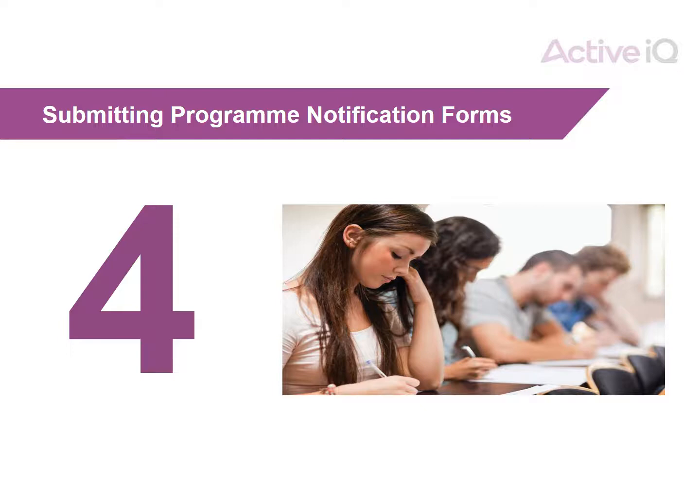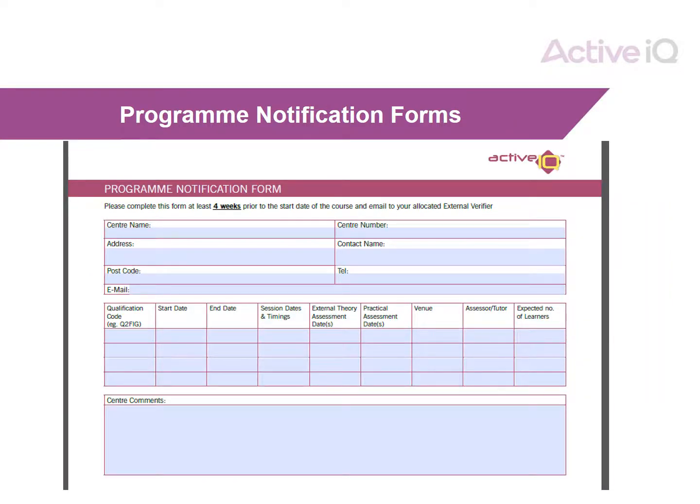In section 4, we're going to look at submitting program notification forms through Active Intel. So it will have been discussed in your approval visit that as a centre you have responsibility to notify your external verifier when you have a course planned. This is completed by the centre by submitting a program notification form, and this can be done through Active Intel.